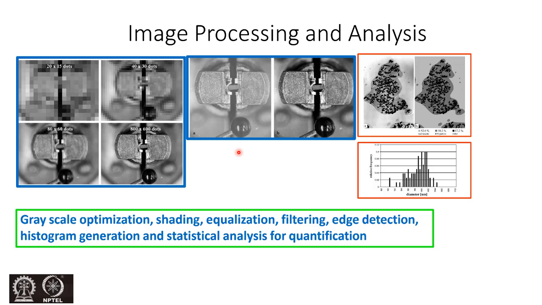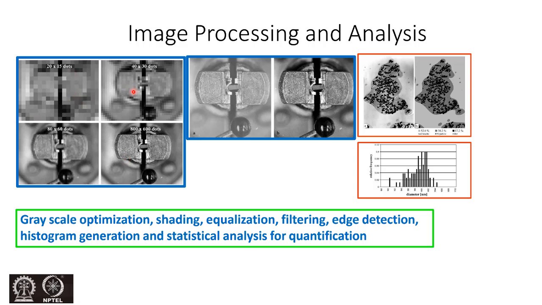So again, image processing also has to be done. Normally we get a grayscale image, so the grayscale optimization, the shading and contrast, those kinds of things we have to do. This can be pre-processing or post-processing after getting the data out of the SCM or TEM.